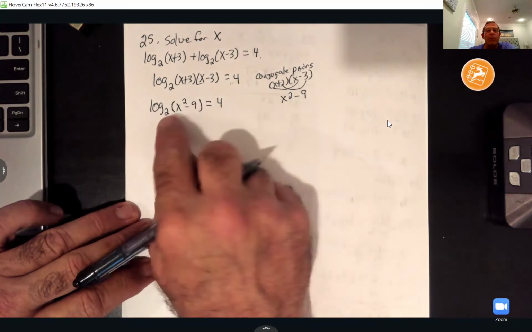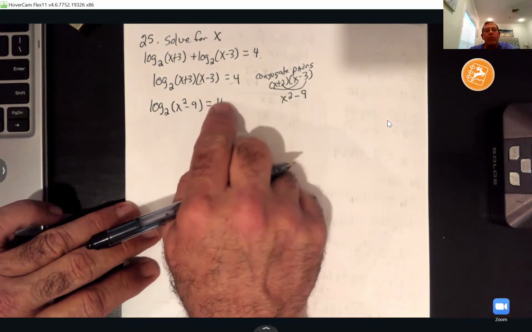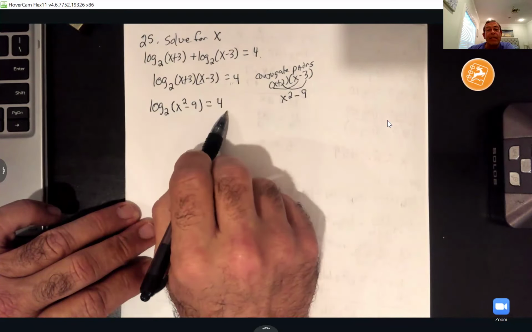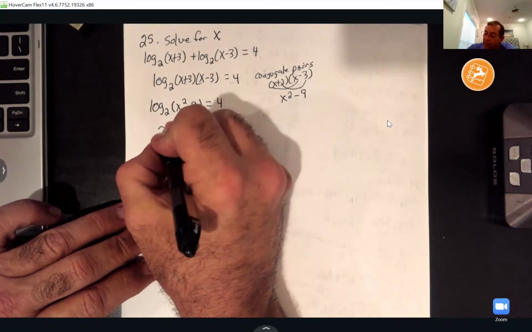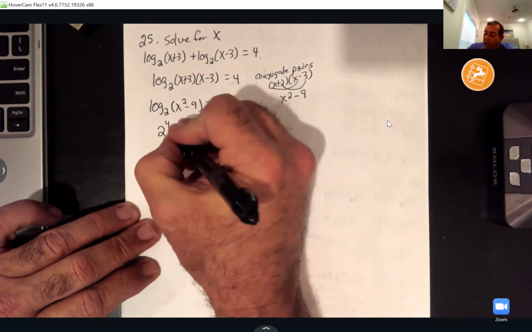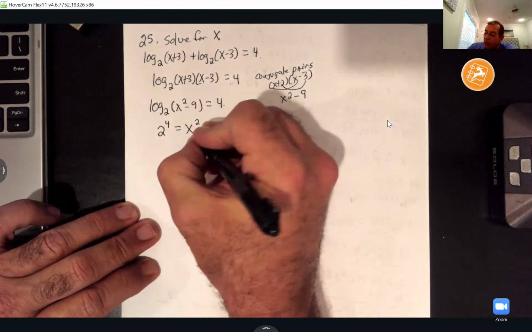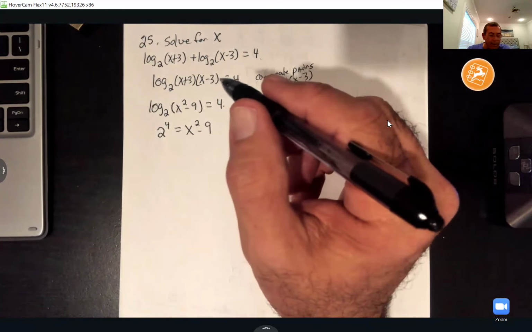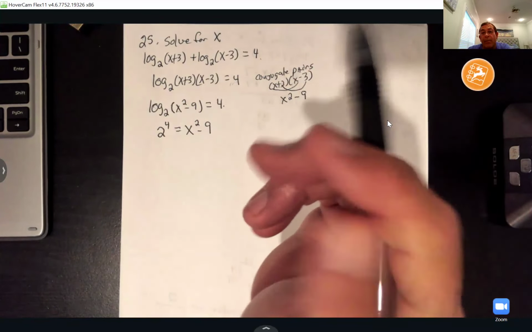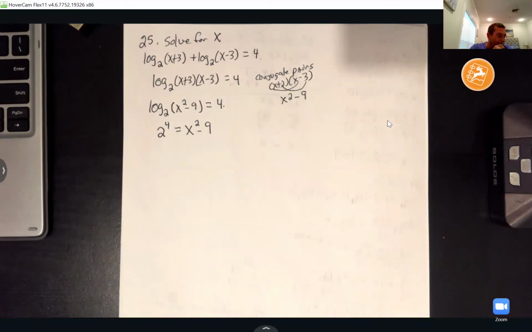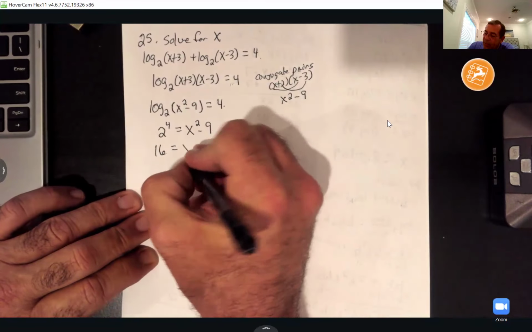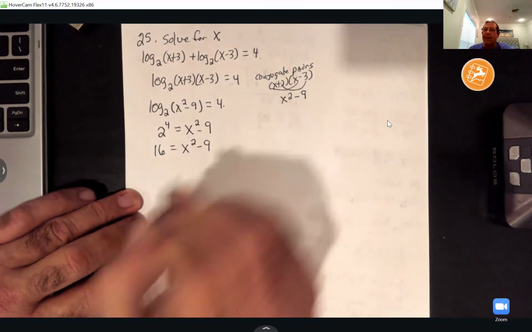So notice this one don't have logs on both sides. So since we got a single log equal to a number, we need to do like we did on number 23 and rewrite it as exponential. So my base is a 2. Exponent is a 4. And that's going to equal that result of x squared minus 9. All right, so I guess we need to figure out what 2 to the 4th is. What do y'all think 2 to the 4th is going to equal? 16. All right, so I got 16 equals x squared minus 9.